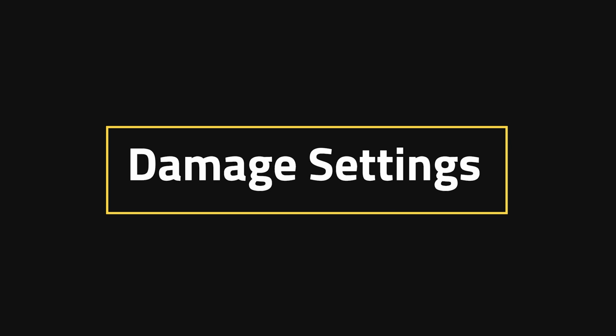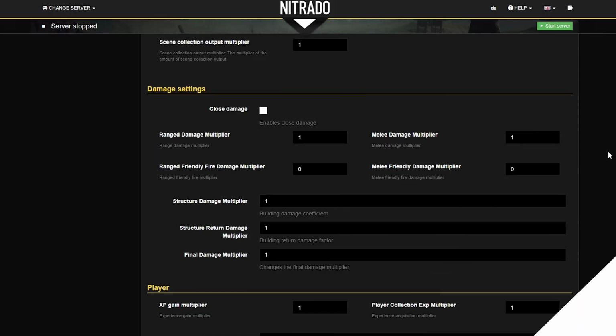Damage settings. It's in this section that you can effectively turn off or on PvP, as well as how much damage is done in those settings. For example, if you want your PvP to be enabled, you could just set the friendly fire damage settings to 1, or more if you want more damage.